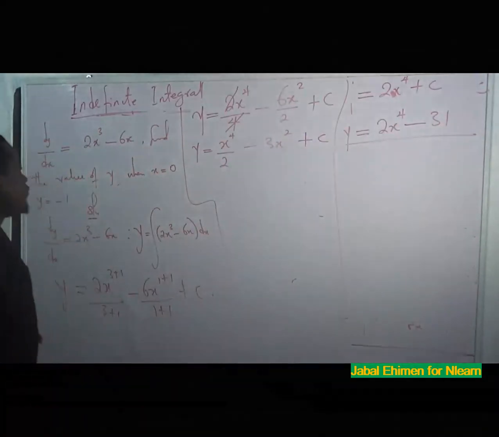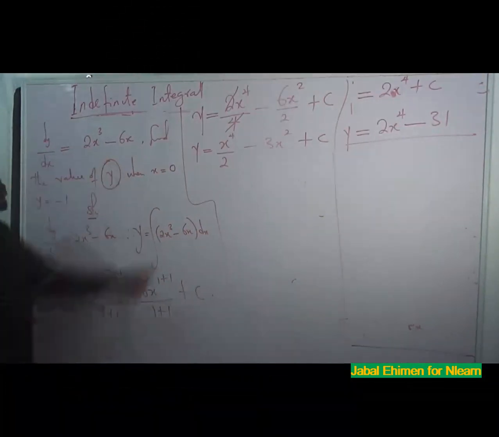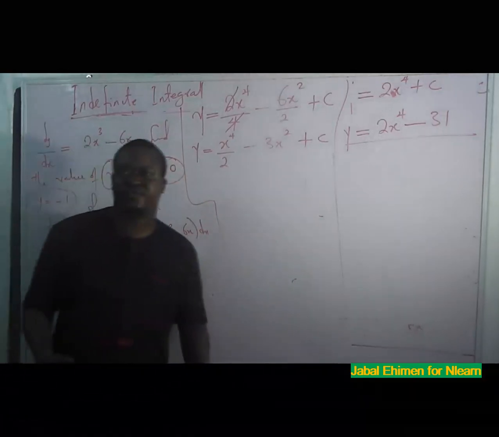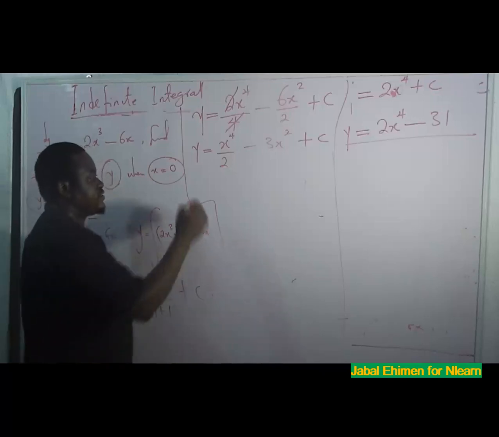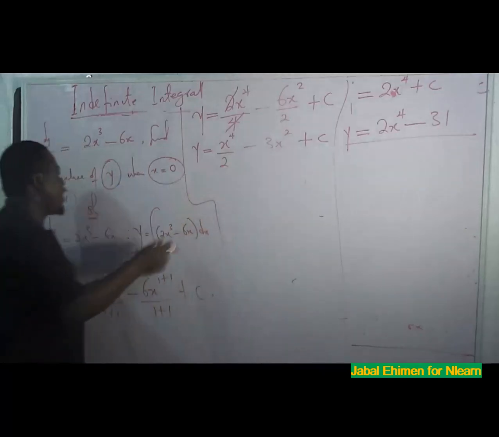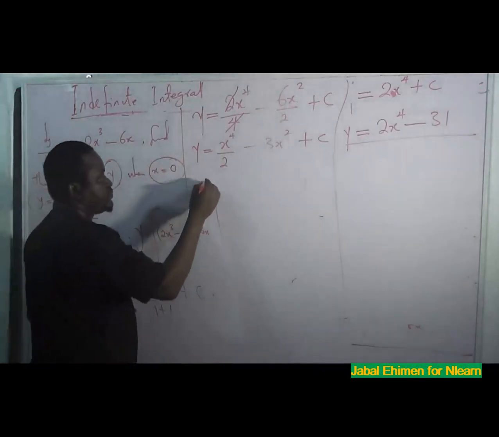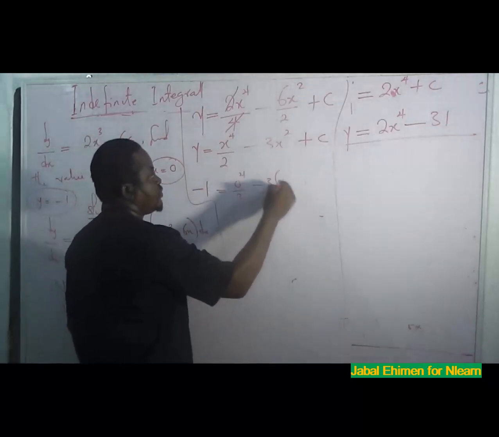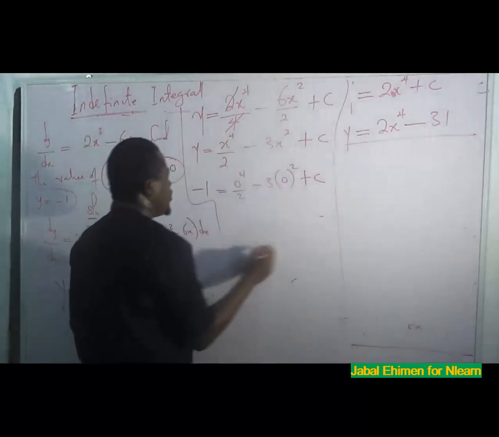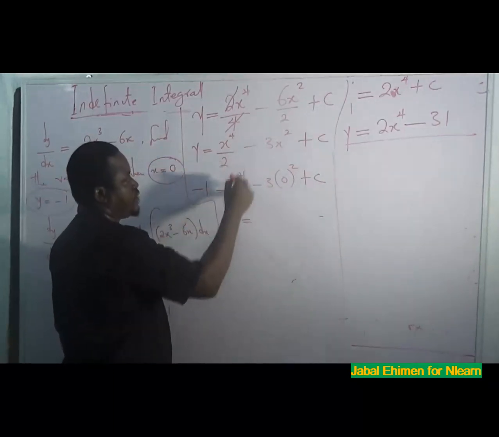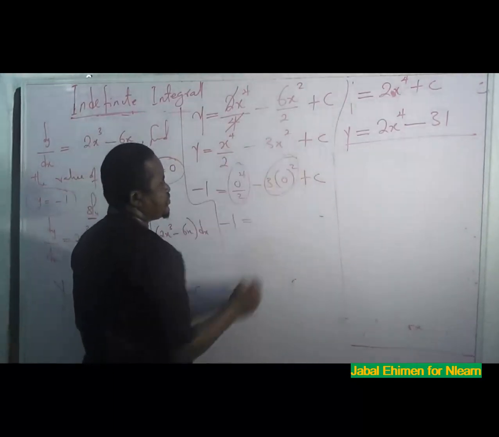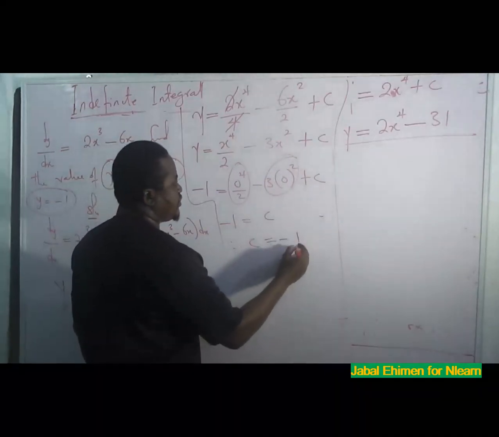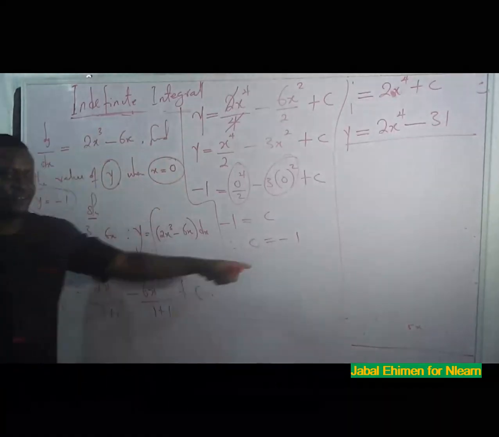Now, I was told from the question that for me to find the function y, x is 0, y is minus 1. And that was the reason for those values, to find the value of the constant c. So, when y is minus 1, x is 0. So I have 0 raised to the power 4 over 2, minus 3 times 0 raised to the power 2, plus c. So minus 1 is equal to, everything here will be 0, everything here will be 0. That is equal to c. So therefore, c is equal to minus 1. So anywhere you see c now is the value of minus 1.